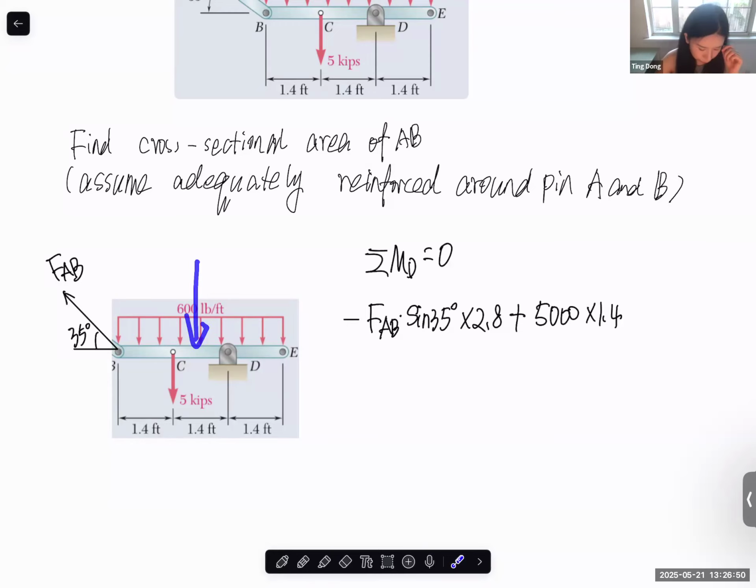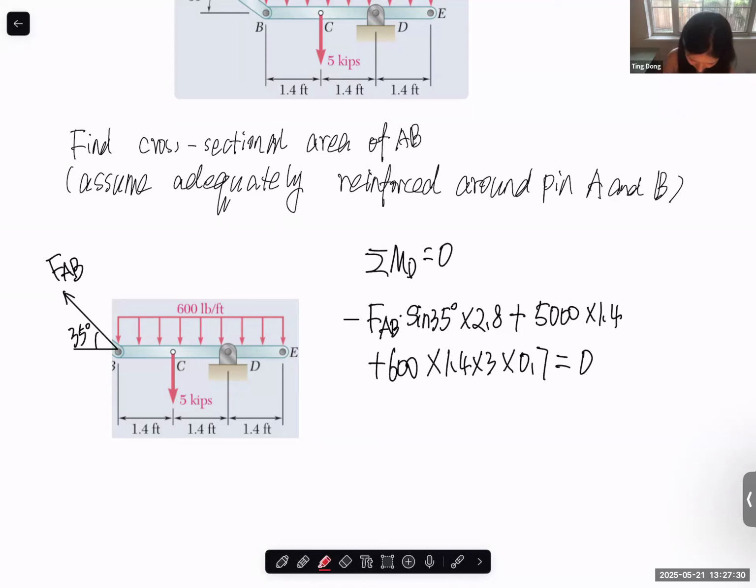And the equivalent force is equal to the area under this one. So it is 600 times 1.4 times 3. And the moment arm, since this should be applied at the middle point, is half of the 1.4, so 0.7. So we can write this one as 600 times 1.4 times 3. This is the equivalent concentrated force, moment arm 0.7. And that's it, right? We don't have anything else. We are taking the moment about point D.